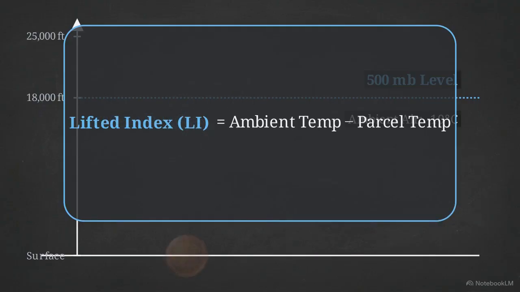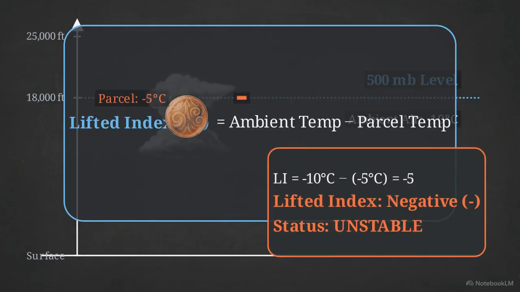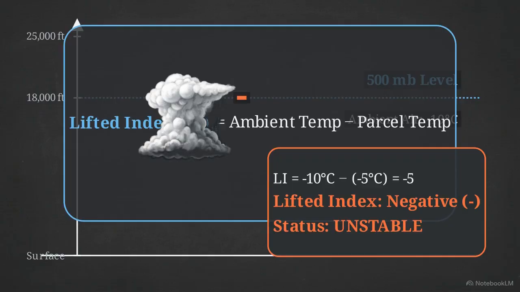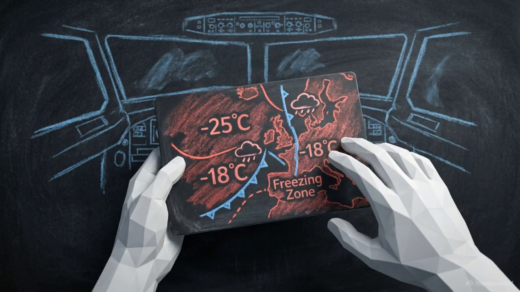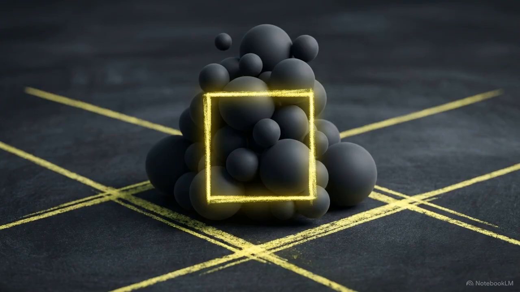If the lifted air is warmer than its surroundings, the index is negative. This signals unstable air and the potential for vertical growth. Checking this index allows a pilot to anticipate cumulonimbus development long before clouds are visible on the horizon. While the lifted index provides a macro view, a microscopic hazard exists within the vertically developed cloud itself.